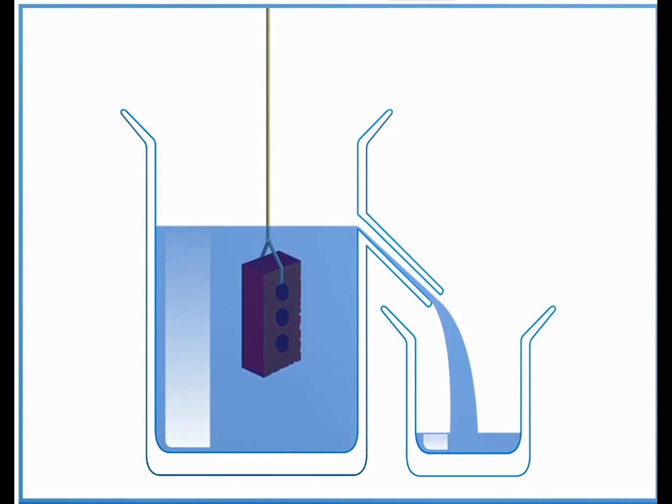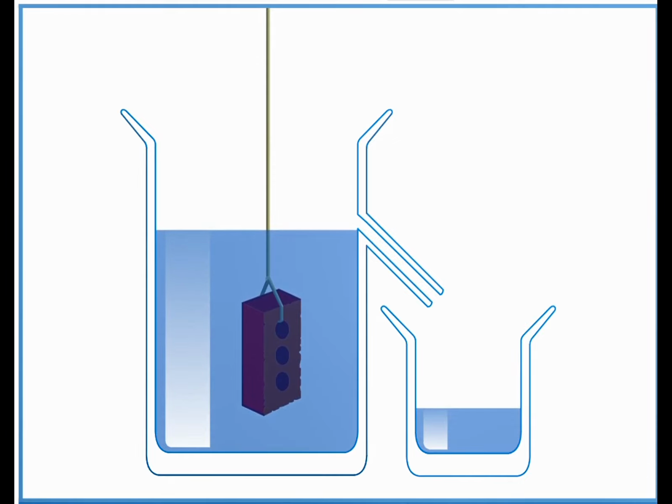Consider a brick that can be submerged in a container of water. As the brick sinks, the water level rises and water begins to flow through the spout into a smaller container. The total volume of water that is now in the smaller container is the displaced volume of water and is equal to the volume of the brick.